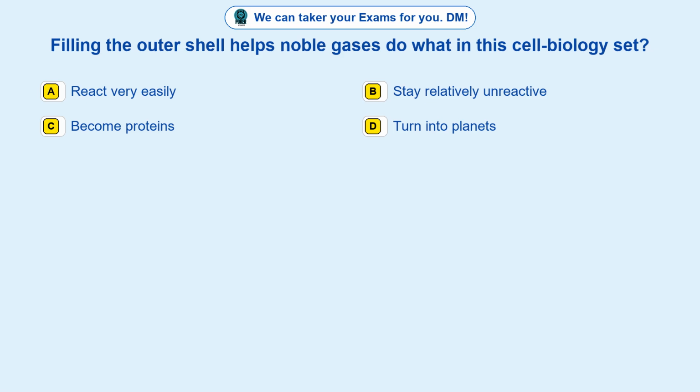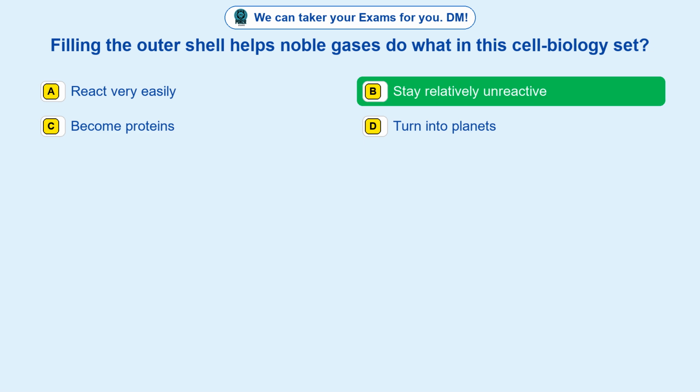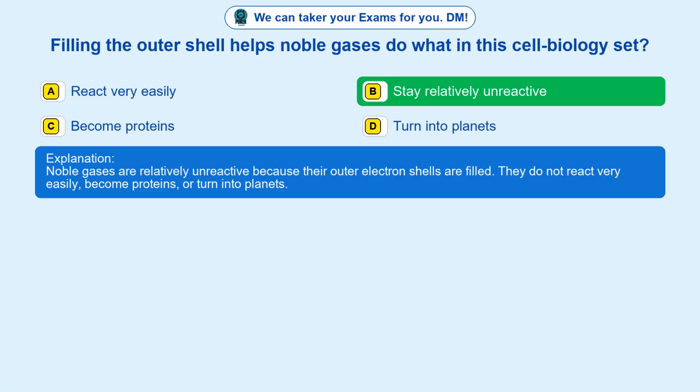Question 41. Filling the outer shell helps noble gases do what in this cell biology set? Option A, react very easily. Option B, stay relatively unreactive. Option C, become proteins. Option D, turn into planets. The correct answer is option B, stay relatively unreactive. Noble gases are relatively unreactive because their outer electron shells are filled. They do not react very easily, become proteins, or turn into planets.